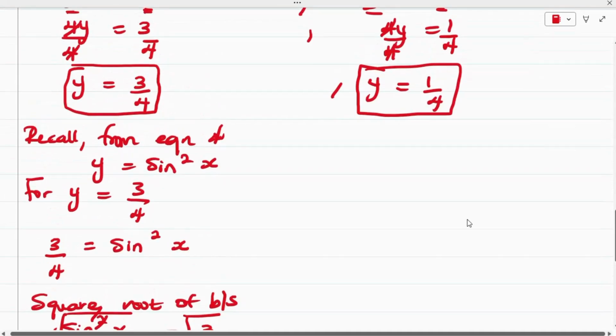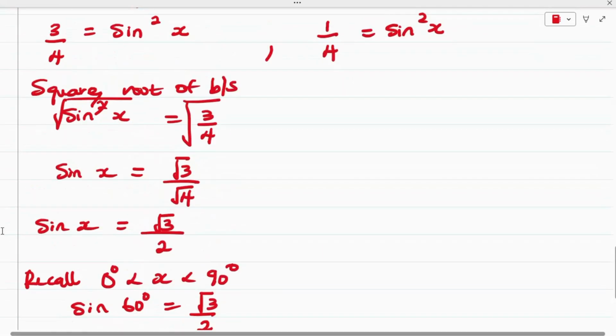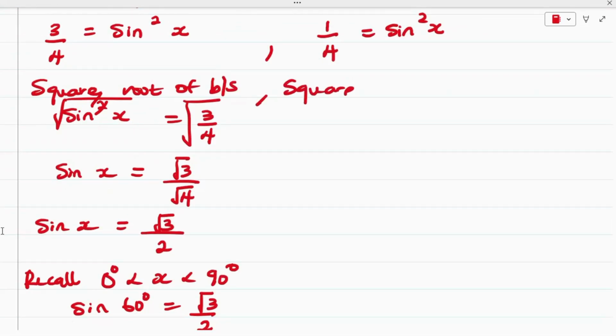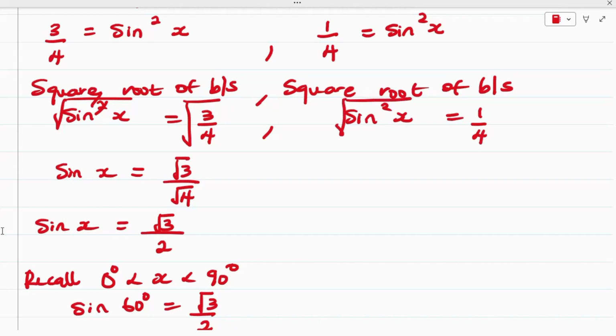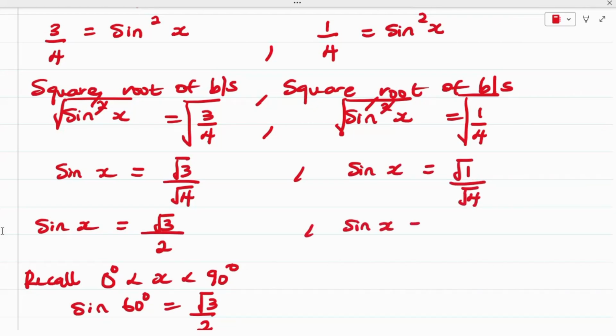So we're going to solve right here for y equals 1 over 4. We have 1 over 4 is equal to sine squared x. The next thing we want to do is to take the square root of both sides, and interchanging this, we have sine squared x is equal to 1 over 4. Taking the square root of both sides, this cancels out this, so we have sine x is equal to the root of 1 divided by the root of 4. We have that sine x is equal to the root of 1 is 1, the root of 4 is 2.